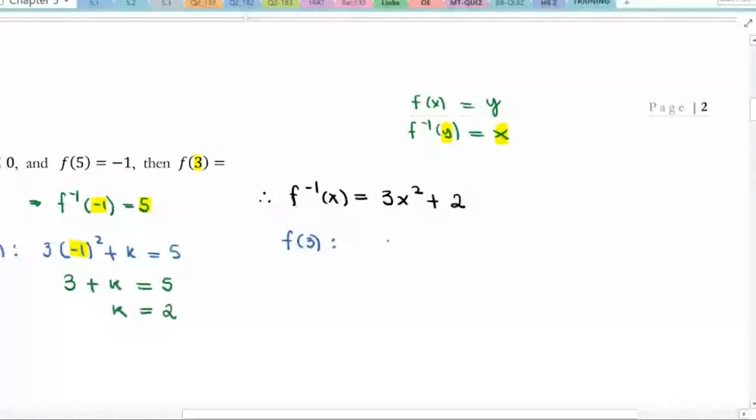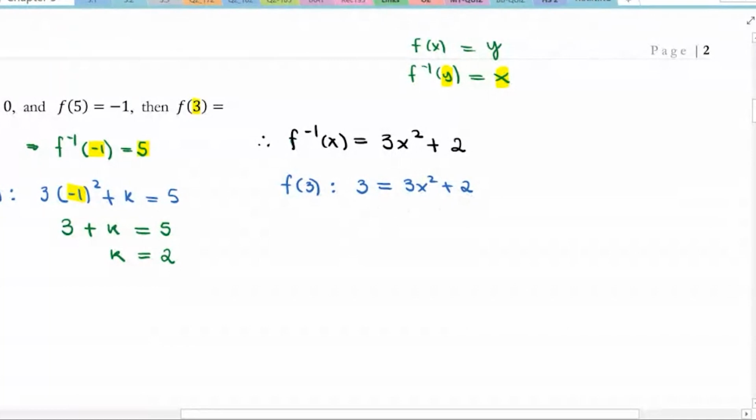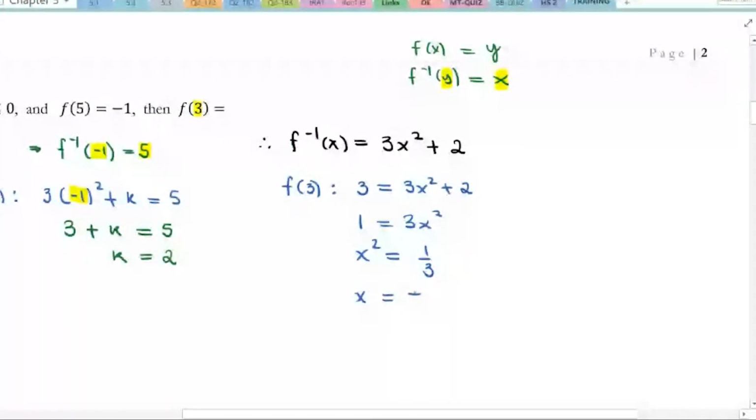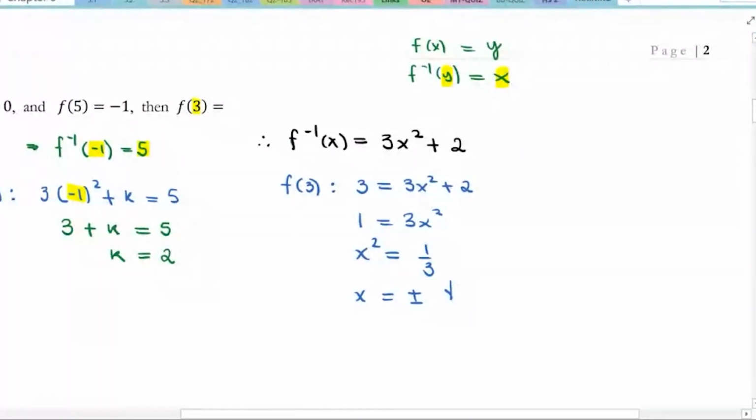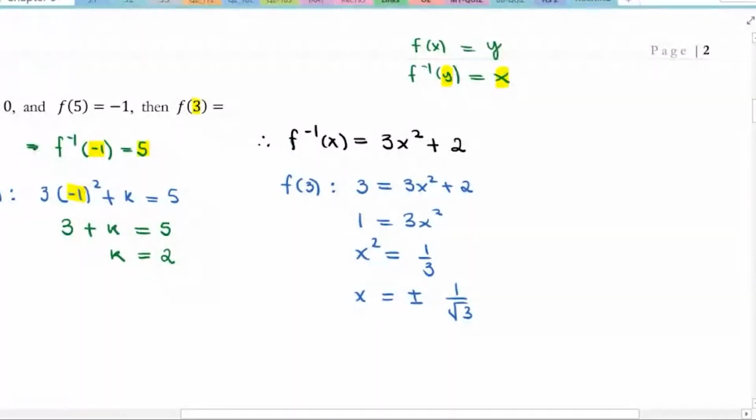So that is going to be 3 equal to 3x squared plus 2. So we are going to solve for x. And when we solve for x, that is going to represent f of 3. How do we do that? I take 2 to the other side. We say 1 is equal to 3x squared. And let us solve for x. x squared is going to be equal to 1 over 3. That means x is going to be equal to plus or minus square root of 1 over 3, which we can write as 1 over root of 3 directly.